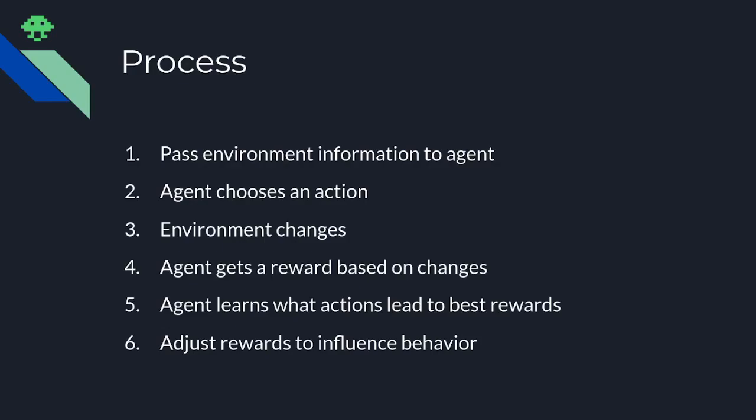So the process is basically we wanted to pass the environment information to the agent. I was able to do this by using the coordinates of the sprites. I transferred that to a matrix which I could pass to the agent. The agent will then choose an action, and based on that action the environment is going to change. We can use that change to define a reward, and the agent will use that reward to learn what the best behaviors are to get the best rewards. This doesn't necessarily work out perfectly all the time, so we would have to adjust the rewards to kind of influence the behavior.